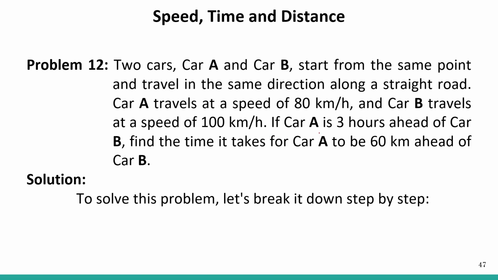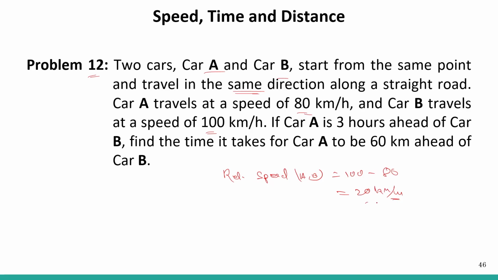So if car A is 3 hours ahead of car B, then find the time it takes for car A to be 60 km ahead of car B. Right now their relative velocity is this much. So if car A is 3 hours ahead, the speed of car A is what? 80 km per hour. So 80 into 3 is equal to what?